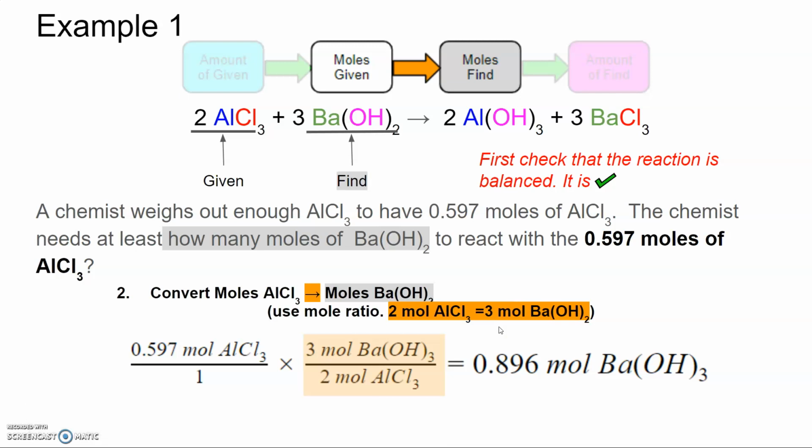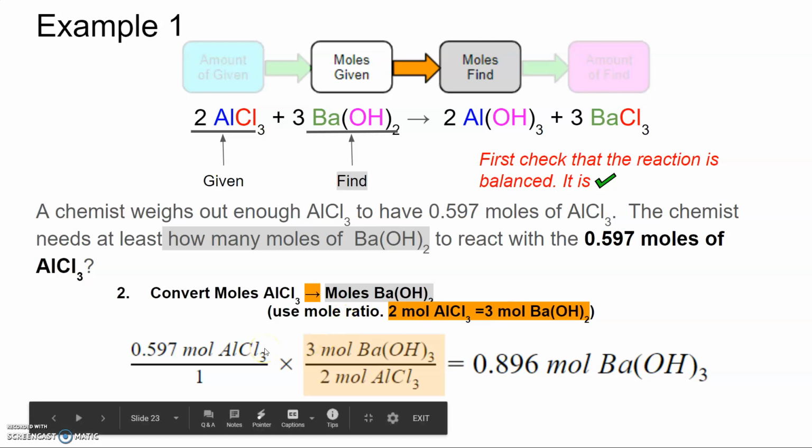So since my given is moles of aluminum chloride and I want to get rid of it, in my conversion factor fraction, I need to put moles of aluminum chloride on the bottom. The part of the conversion factor that has moles of aluminum chloride says 2 moles of aluminum chloride. So the 2 moles of aluminum chloride goes on the bottom so that those units can cancel out. Then on top, I'll put what's left, which is the 3 moles of barium hydroxide. And that should be a 2 there, by the way, not a 3.